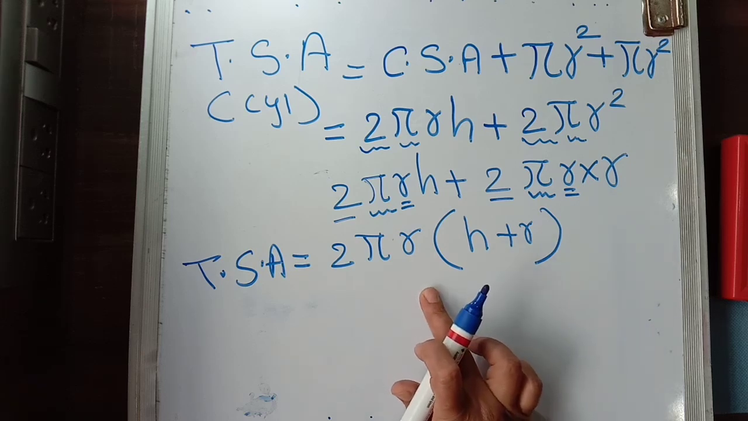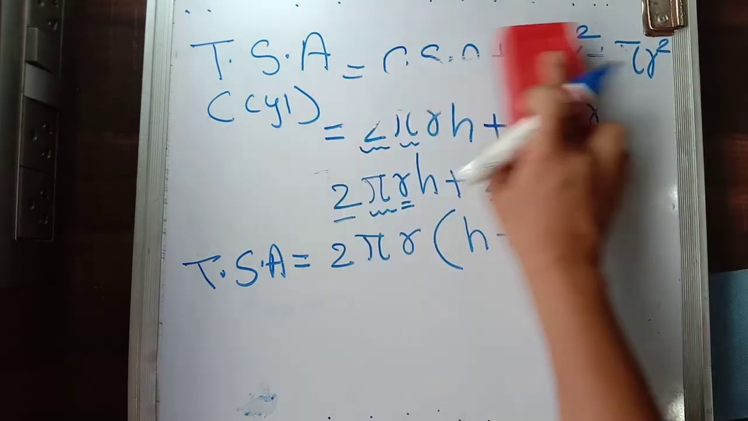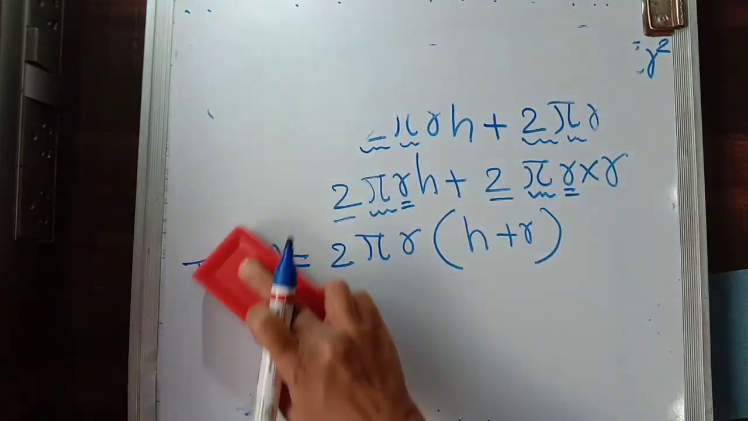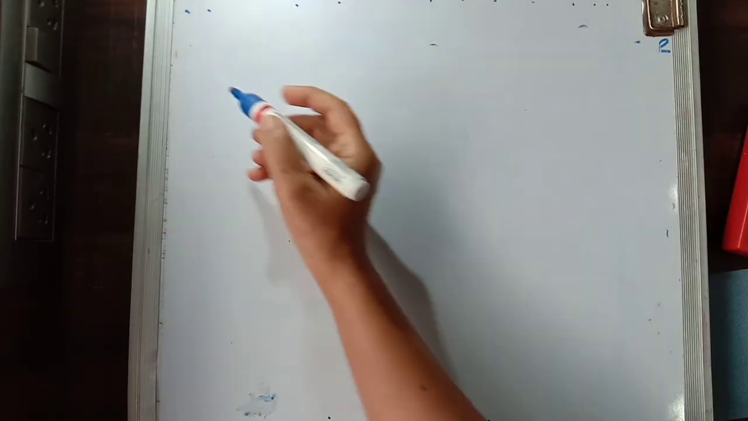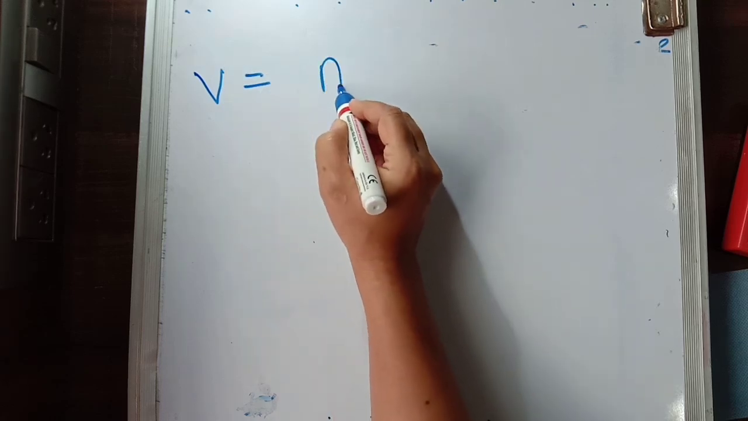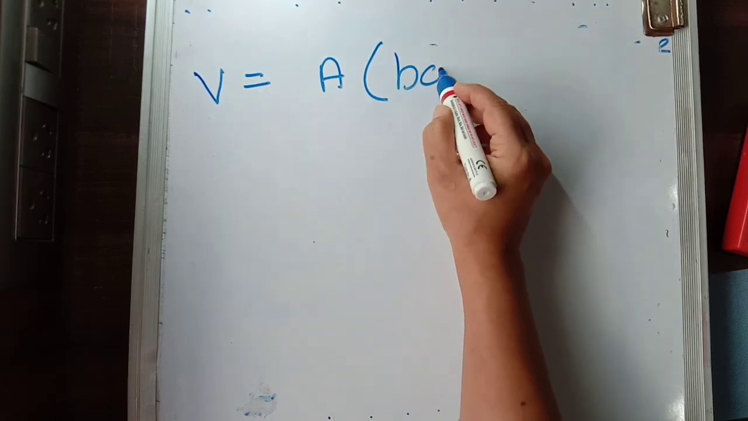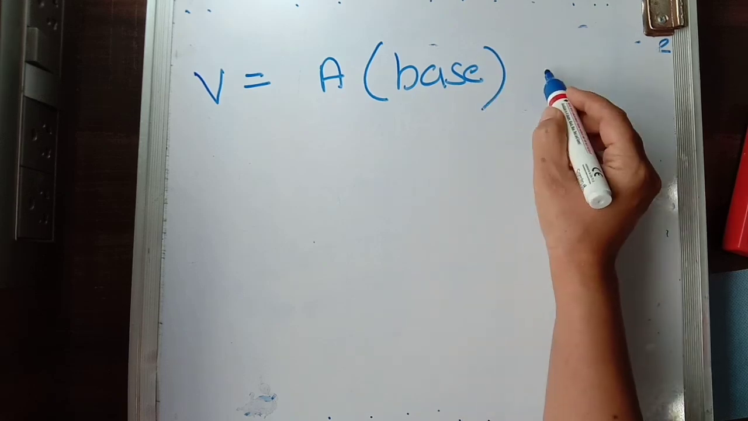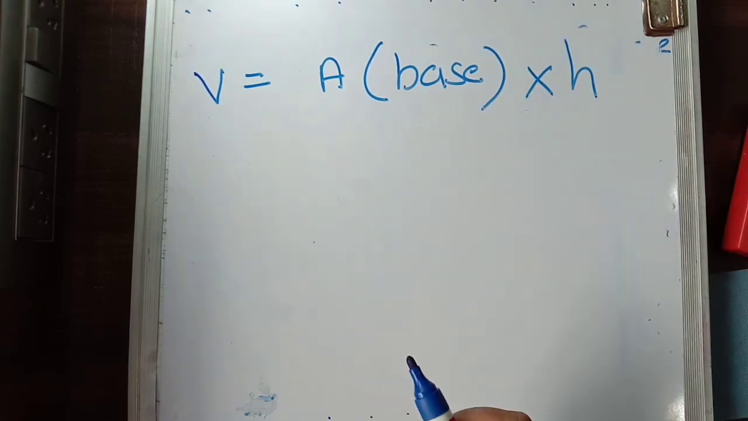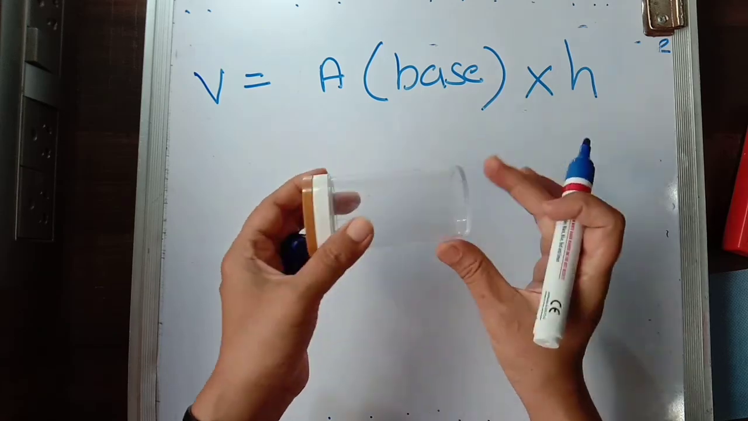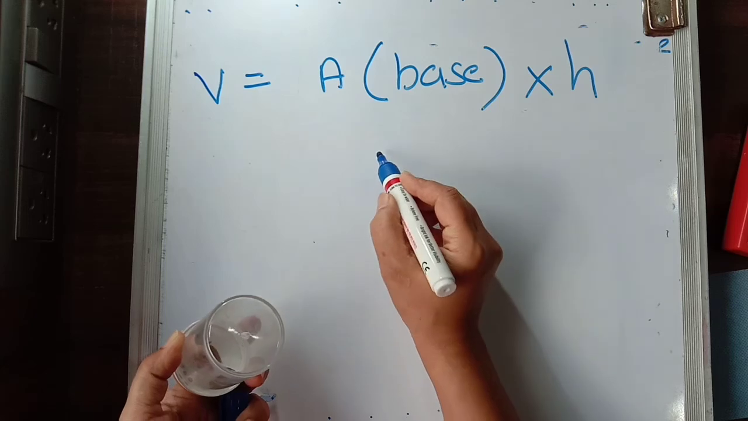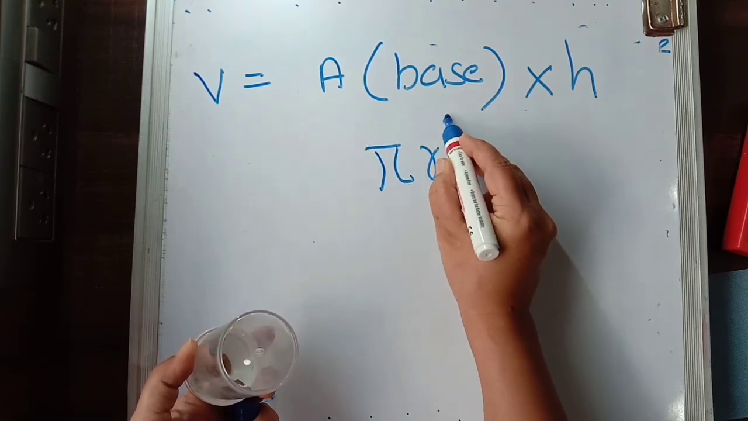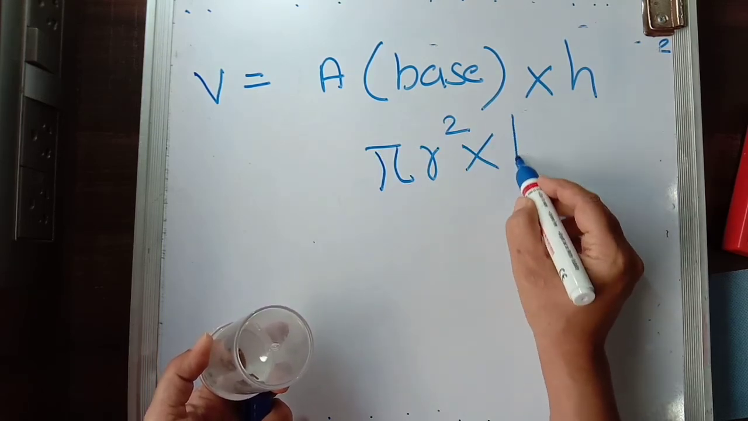Is this clear? Now let us go on to the volume of a cylinder. Volume of any figure is given by the area of the cross section or base, area of the base into height. Now this is a cylinder. See students, what is the area of the base? The base of a cylinder is what? A circle. Area of a circle is what? Pi r square, into h.